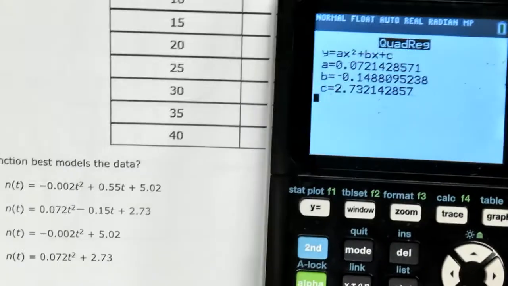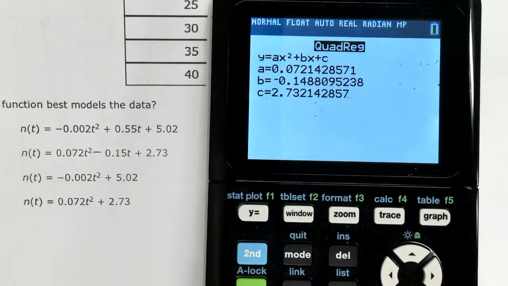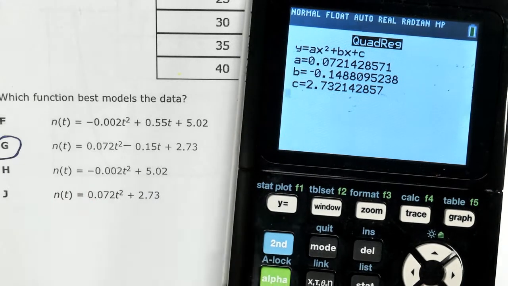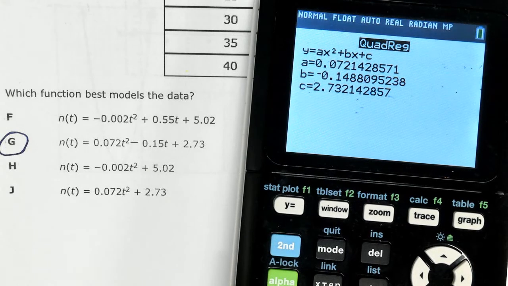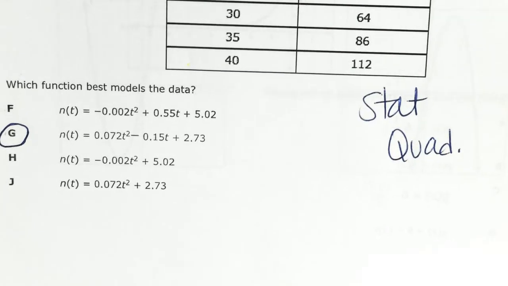So the correct answer was G, right? It was G. And we have not fully learned that, so don't be frustrated if you miss that. I mean, it is what it is.